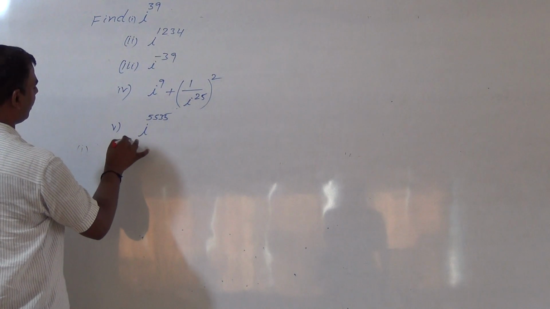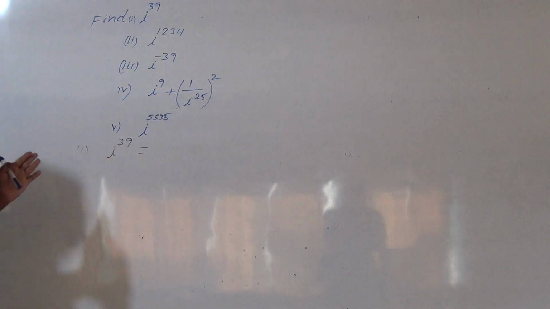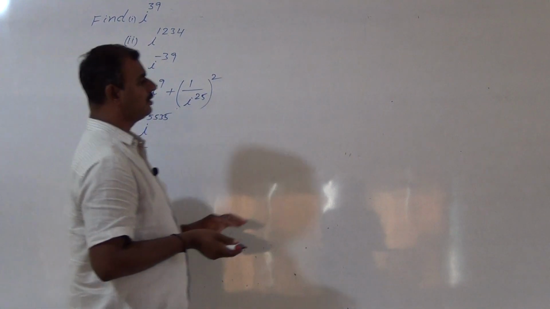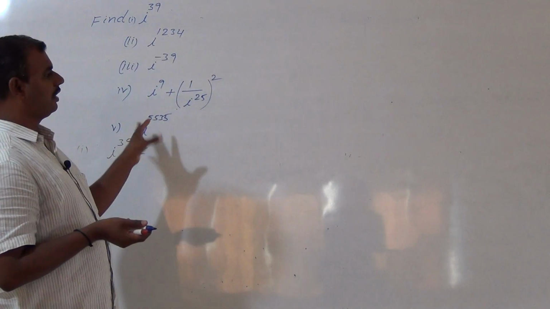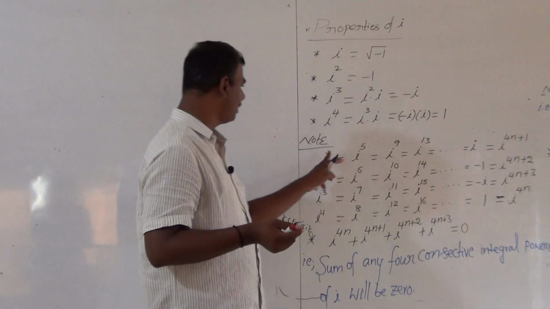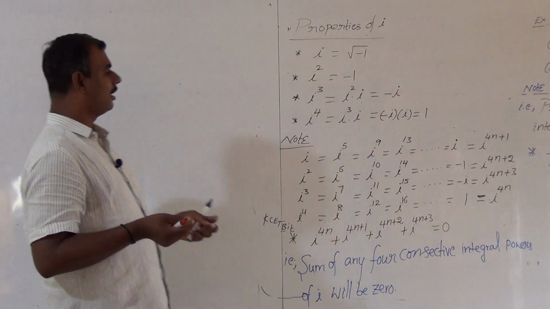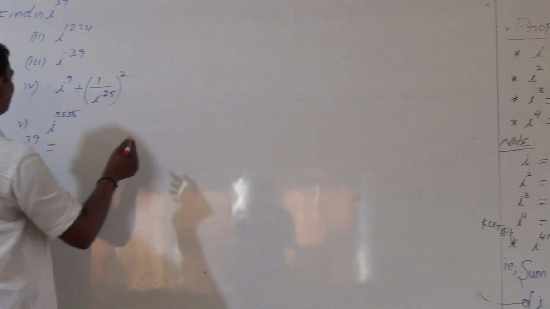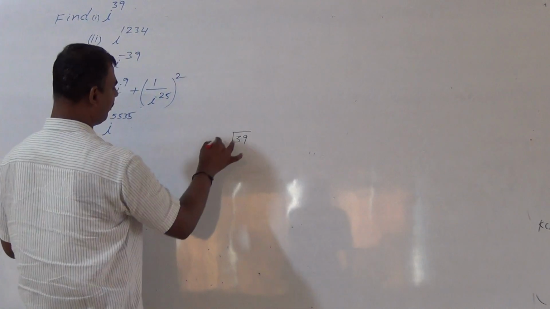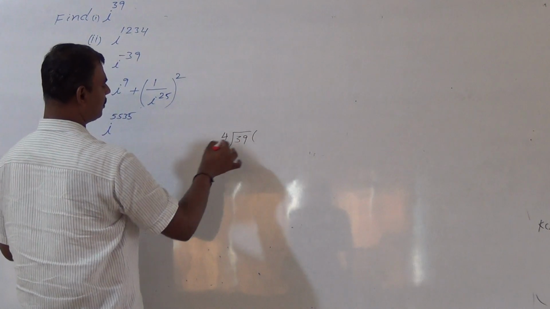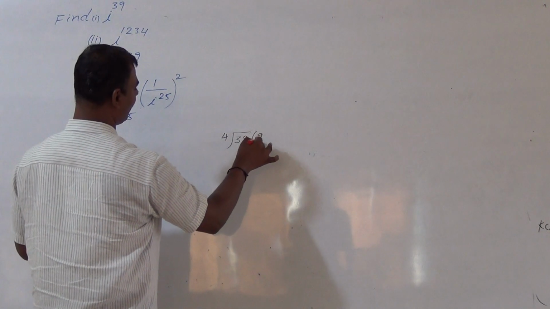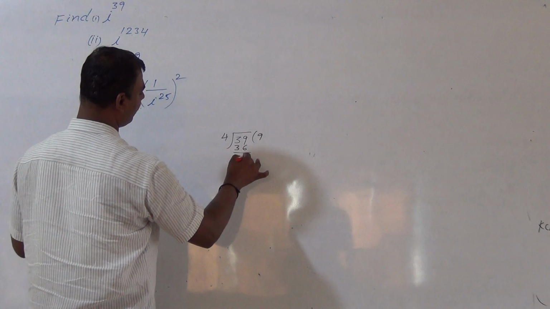Iota raised to 39. So we should make it in that form only. How to make? Generally we write it as nearer to which value, but instead of that, observe that in every series the gap will be 4. So according to this method we can easily solve. Using the division method, let us take 39 and divide with 4. 4 goes how many times? 4 into 9 is 36, carry 3.